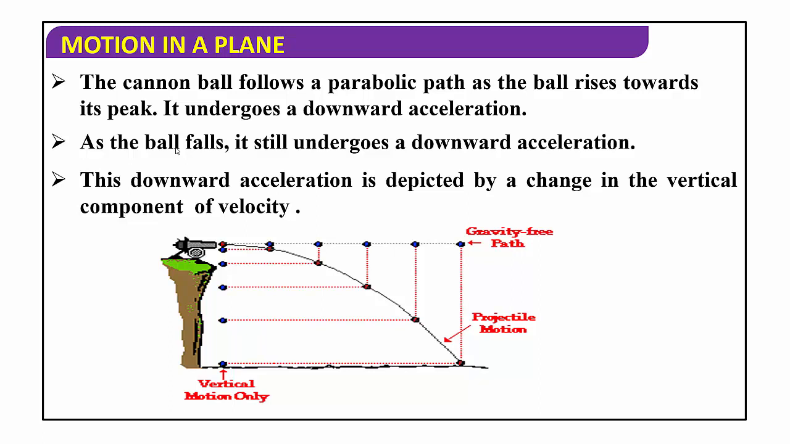Observe this picture. The cannonball is moving along a straight line if it is a gravity-free path, meaning in the absence of gravity. If the gravitational force is present, because of this gravity, this cannonball follows a parabolic path. It will come in the vertically downward direction. So this is one example for motion in a plane. So this parabolic path we are going to call projectile motion. About projectile motion we can study in detail in the next session.